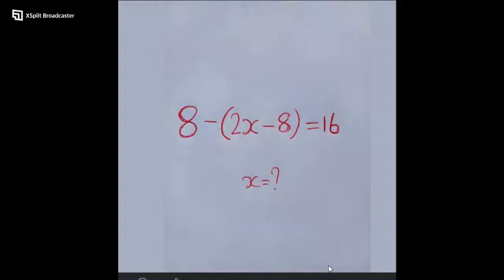Right. If x is equal to 0, 0 minus 8 becomes minus 8. 8 minus minus 8 becomes 8 plus 8, resulting in 16. x is equal to 0.